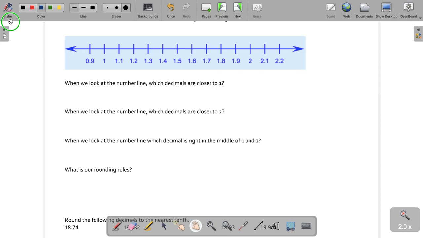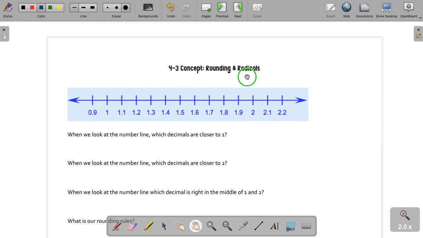Hello, boys and girls. We are going to do our next section here in Circuit 4, and that section is this concept of rounding and radicals. We'll talk about radicals on the next page. Right now we're talking about rounding. So we're going to look at a number line here. And when I'm looking at this number line, the question is which decimals are closer to 1?